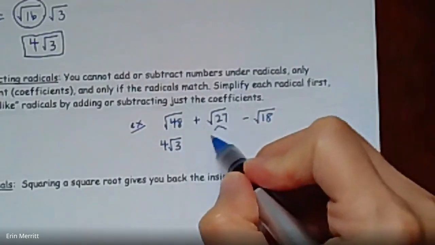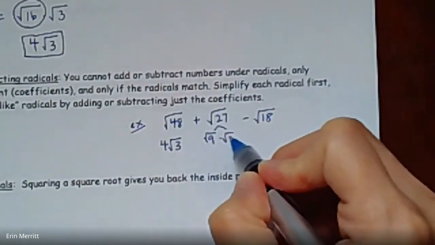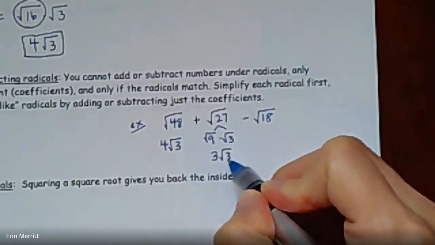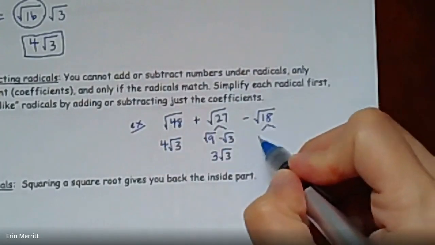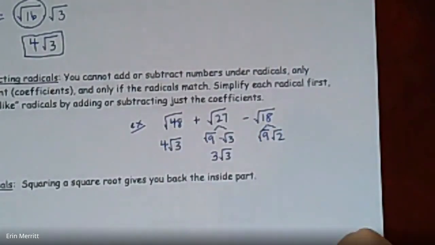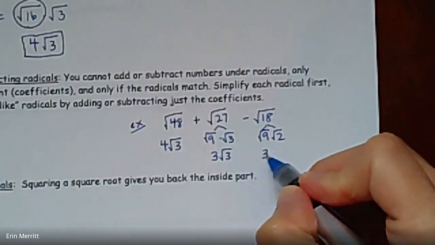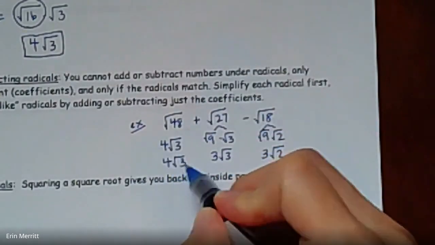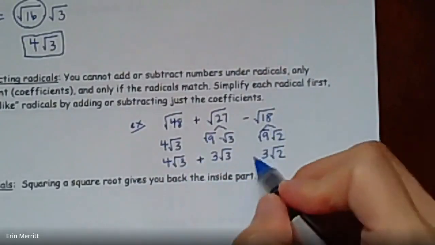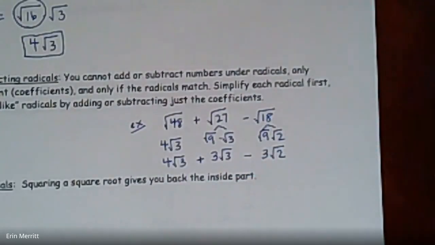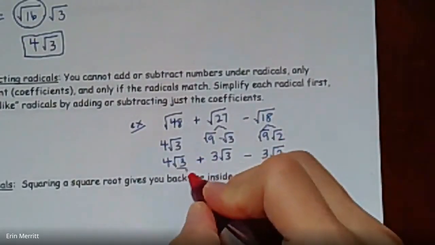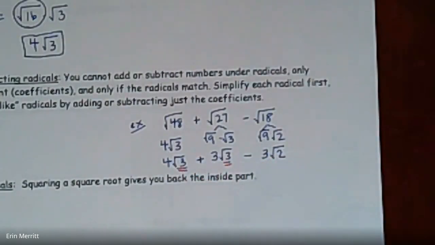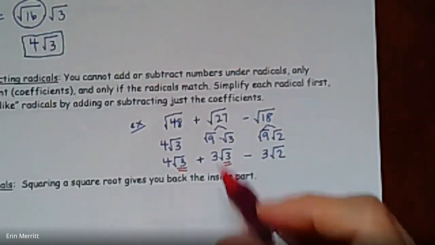For this one, it would be the square root of 9 times the square root of 3, or 3 radical 3. Here, this would be the square root of 9 times the square root of 2, so that would simplify down to 3 radical 2. If I bring everything down, we have 4 radical 3 plus 3 radical 3 minus 3 radical 2. The ones that both have the radical 3 attached are considered like terms, so we can combine them.